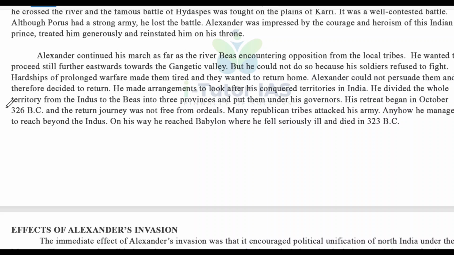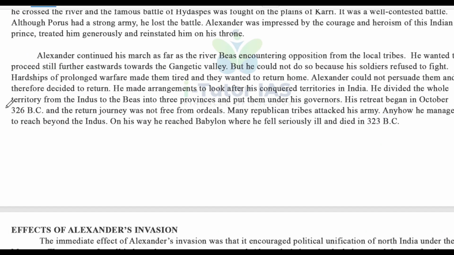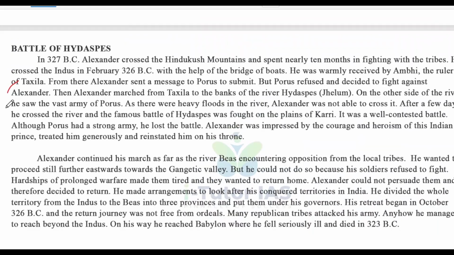His retreat began in October 326 BC. So it started from February 326 BC. The return journey was not free from ordeals, and many Republican tribes attacked his army. Anyhow, he managed to reach beyond the Indus. On his way, he reached Babylon, where he fell seriously ill and died in 323 BC. So that is the end of the Alexander era.